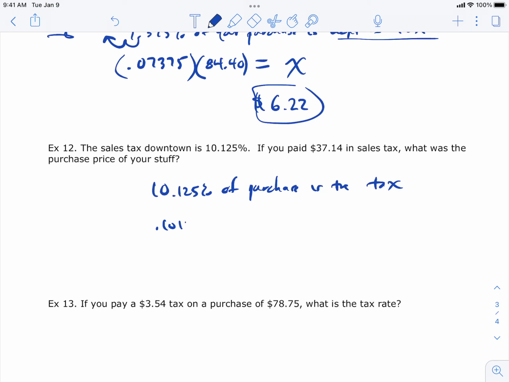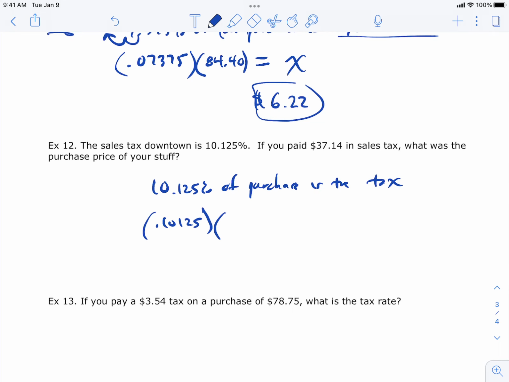We can start looking for what did they tell us. Well, I know that 10.125%, if I slide the decimal back 2 places, it's going to be 0.10125. Okay. Of means times. I put my purchase here. What's my purchase? They're not telling me. They're asking me. What was the purchase? Oh, so that's going to be my X then. Is, and then the tax. I hope they told me the tax. They sure did. They said I paid $37.14 in tax. So anyway, there we go. There's our nice little formula.